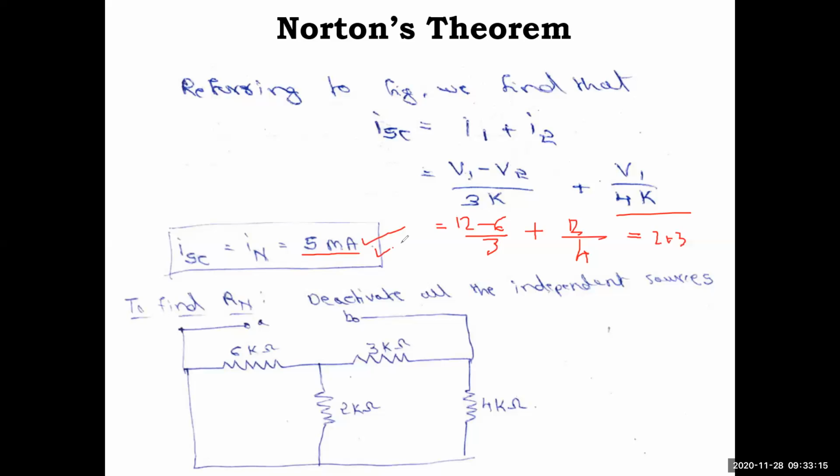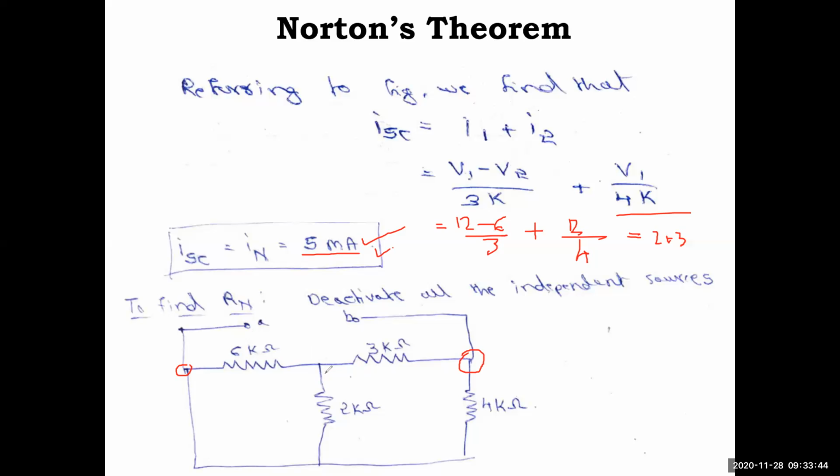Clear? So this is the first part. Now find the second part. Deactivate all the independent sources now. One voltage source was there, it is short circuited now, and now I have the combination like this. This is the A terminal and this is the B terminal. You have to find out which way they are connected, the combination of this.